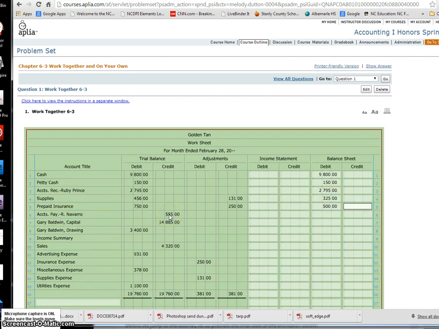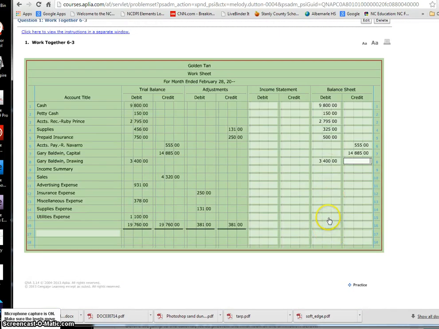Accounts payable. Okay, this is still a balance sheet account. You've got a credit balance, so you're going to come right here and list that under the credit side. Capital has a credit balance. Okay, no adjustments, so that's going to be the $14,885. Gary Baldwin drawing is a debit balance. It goes on the balance sheet, $3,400. Okay. Let's see, do we have anything else? Okay, there is nothing else.